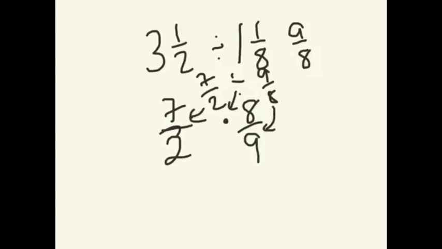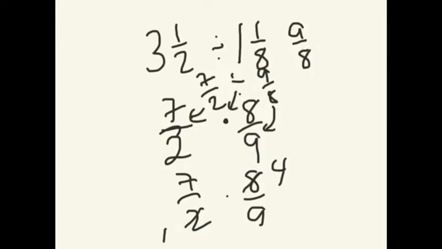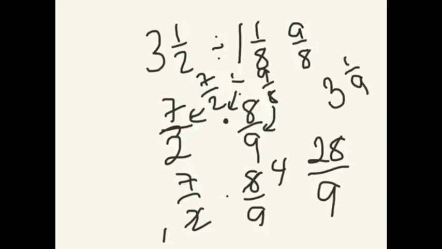So now I'm at this point, and I can cross cancel. Right, I have 7/2 times 8/9. I can cross cancel. Can divide both by 2. So now 7 times 2 is 28, and 1 times 9 is 9. 9 goes into 28 3 times with 1 left over.